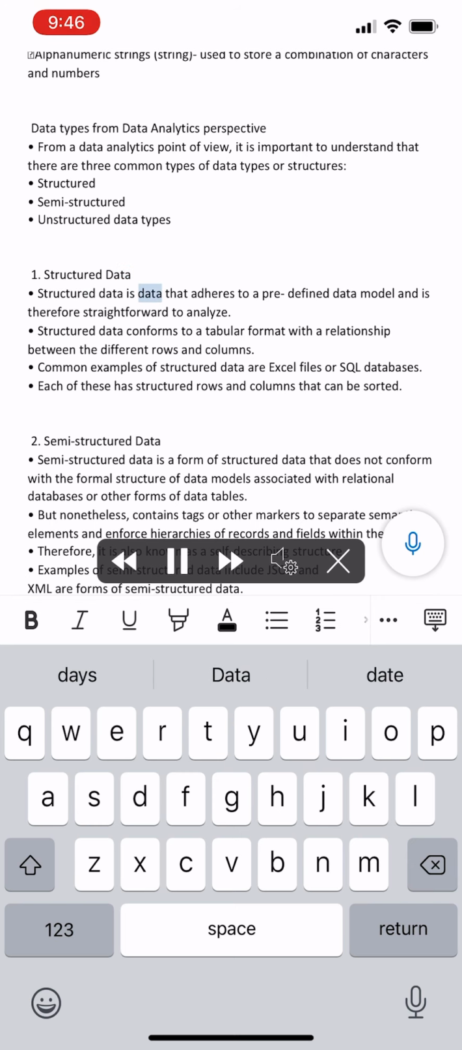Structured data is data that adheres to a predefined data model and is therefore straightforward to analyze. Structured data conforms to a tabular format with a relationship between the different rows and columns. Common examples of structured data are Excel files or SQL databases. Each of these has structured rows and columns that can be sorted.